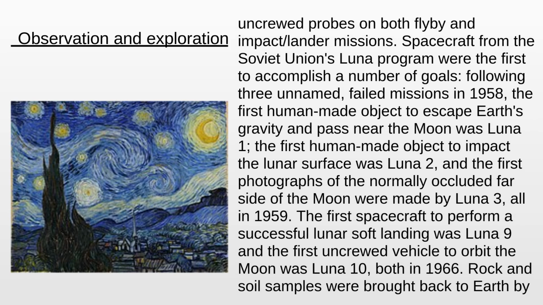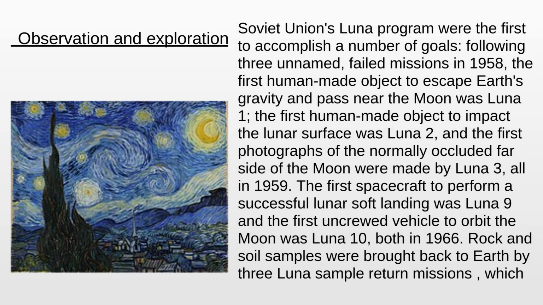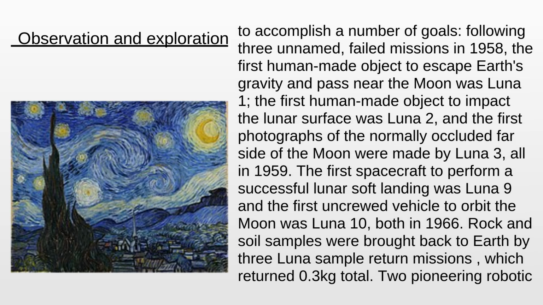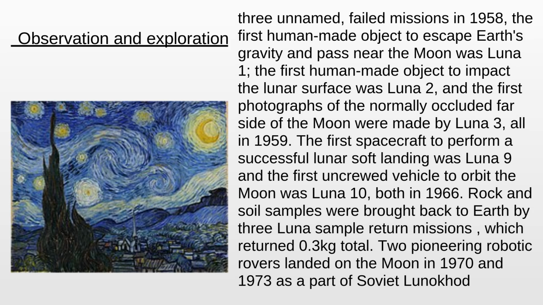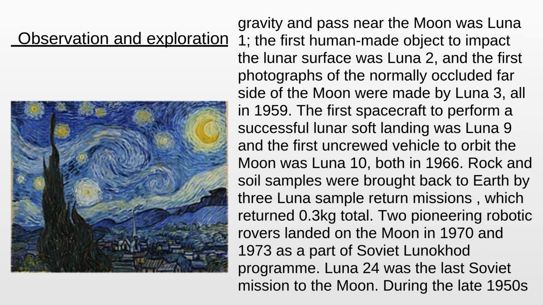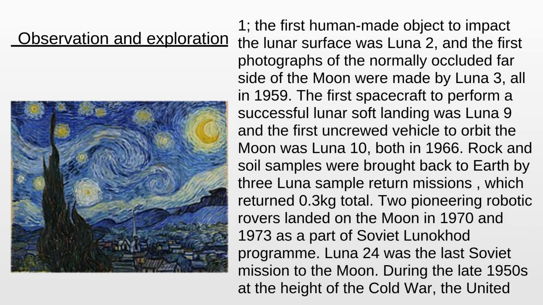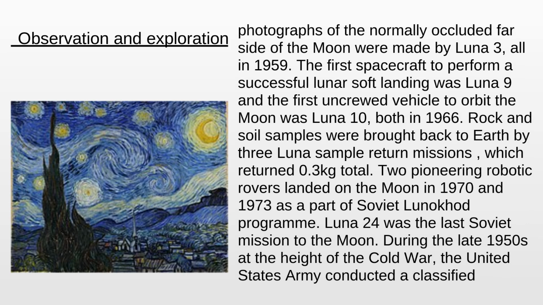Spacecraft from the Soviet Union's Luna program were the first to accomplish a number of goals, following three unnamed, failed missions in 1958. The first human-made object to escape Earth's gravity and pass near the Moon was Luna 1. The first human-made object to impact the lunar surface was Luna 2, and the first photographs of the normally occluded far side of the Moon were made by Luna 3, all in 1959.